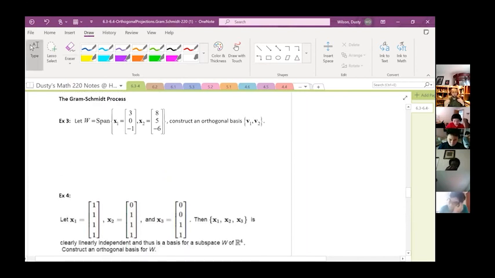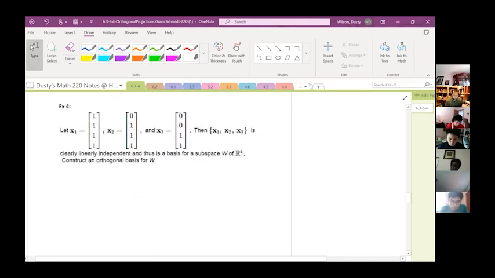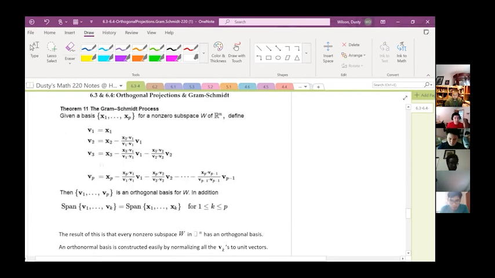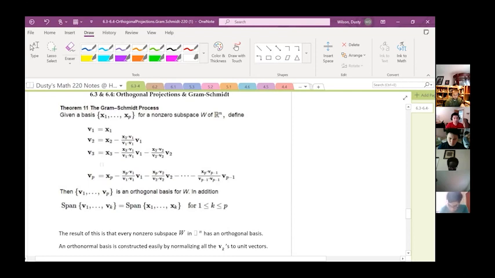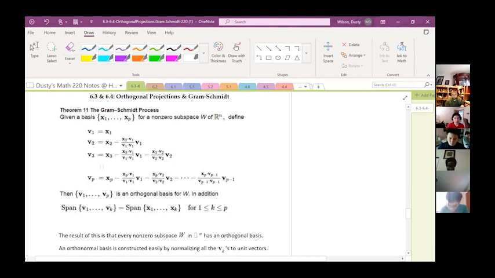So let me outline what I'm going to do here in this section. In example 3, I'm going to do the Gram-Schmidt process. And then in example 4, I'm going to do the Gram-Schmidt process. And then on the next page, I'm going to say, here's the formula for what we just did. Some students like to see it happen before the formula. Other students like to see the formula before the example. So if you want to know what's going on, you can look ahead at the next page in the notes. That makes sense?